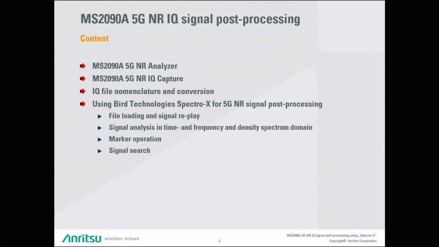Based on a real 5G new radio field measurement, we will present briefly how to capture a 5G signal. After that, we will explain the nomenclature of an IQ file and its format. Subsequently, and after proper conversion, we will load the captured signal into the BIRD Technologies Spectro X software and replay and analyze the signal time-wise and frequency-wise. We will close this short podcast with a brief introduction into the Spectro X feature set and a demonstration of a real-world 5G new radio signal.